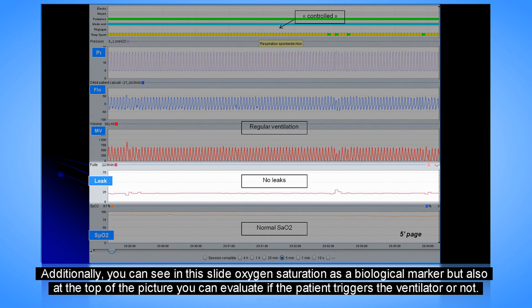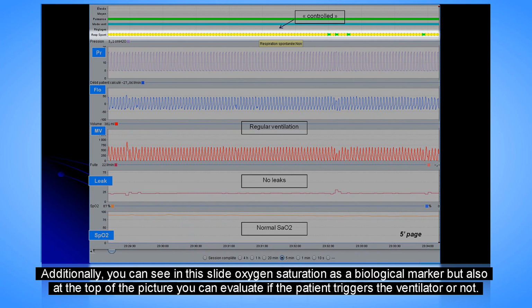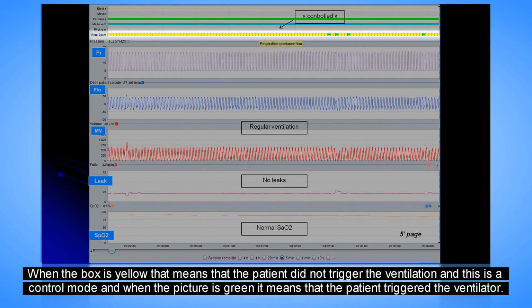Additionally, you can see in this slide oxygen saturation as a biological marker, but also, at the top of the picture, you can evaluate whether the patient triggers the ventilator or not. When the box is yellow, that means the patient did not trigger the ventilation, and this is a control mode. And when the box is green, it means the patient triggered the ventilator.